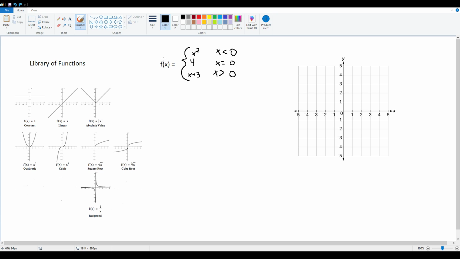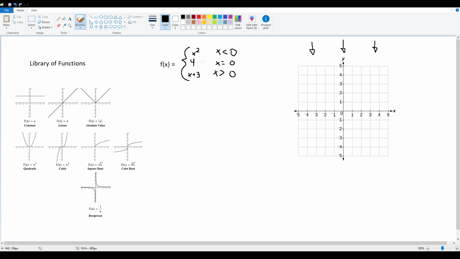So just by looking at it, you can see f of x is equal to x squared when x is less than 0, f of x is equal to 4 when x equals 0, and f of x equals x plus 3 when x is greater than 0. Now, to start graphing, I kind of see the graph as three sections. X is less than 0 will be on the left side, x equals 0 will be on the y-axis where x equals 0, and x is greater than 0 will be on the right side.